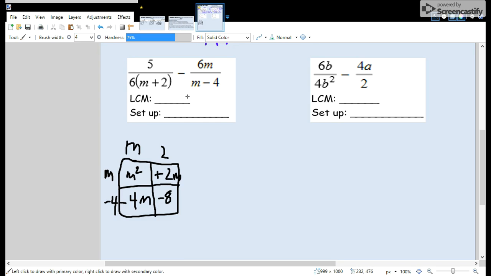Now, that's actually not needed for this since we're only talking about the denominator right now. So for our LCM, let's go ahead and leave it in the factored form. 6m plus 2 and m minus 4.